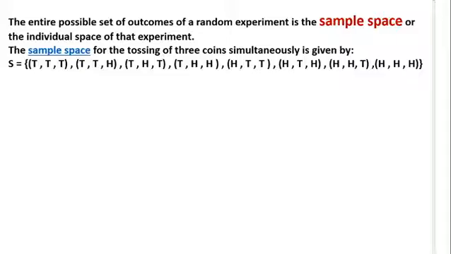And then it's possible for the first to be a tail, and the second to be a head, and the third to be a tail, and on like that, until all possibilities have been accounted for. That's what is called the sample space. The sample space is the set of every possible outcome of such an experiment, of such probability.